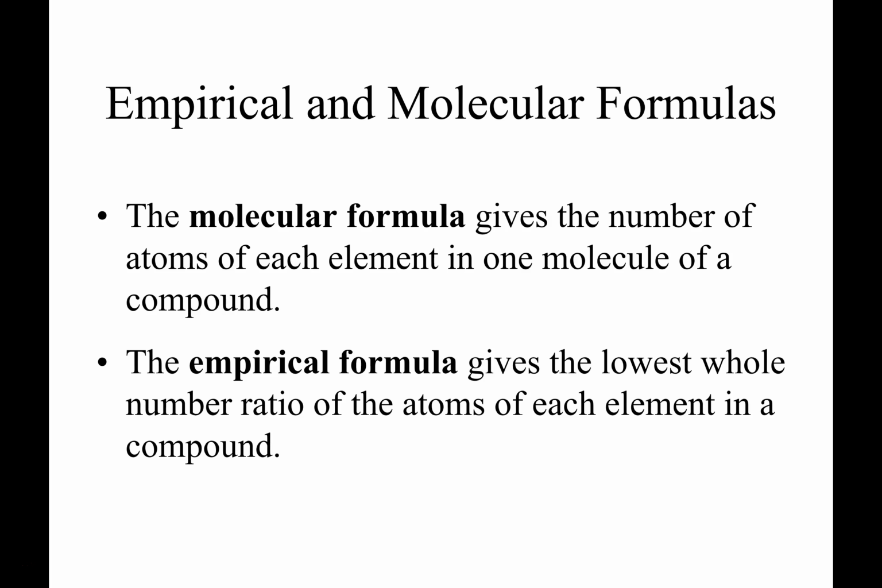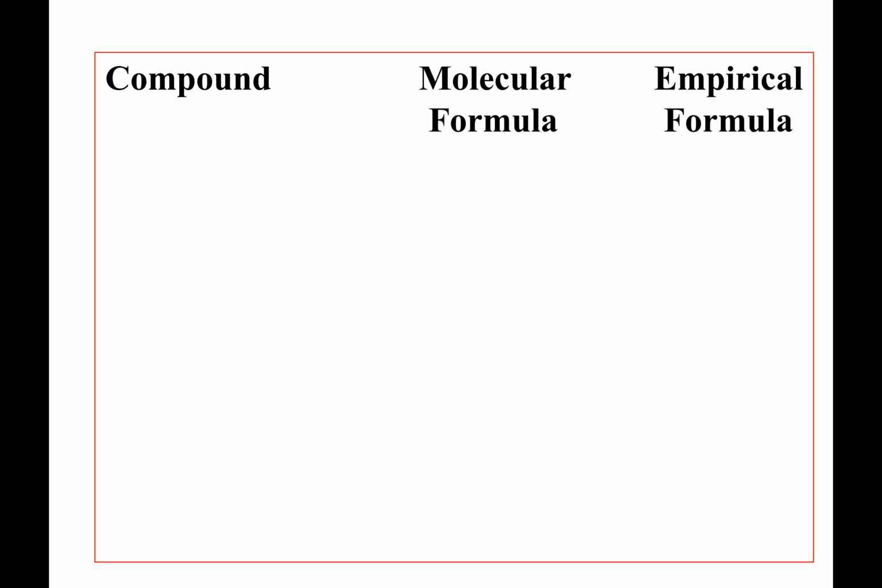Now, it's almost easier to show you than to kind of say. But it will be the lowest whole number ratio of each of the atoms of the different types of elements that are present in that compound, whether it's a molecular or an ionic. So here we go. Let's pick on butane. So the real deal for a butane molecule is 4 carbons and 10 hydrogens.